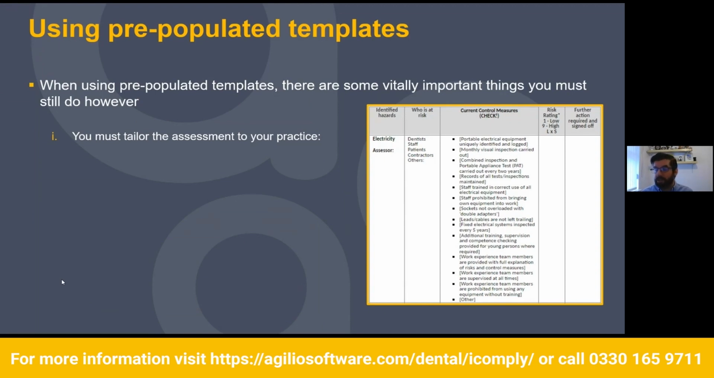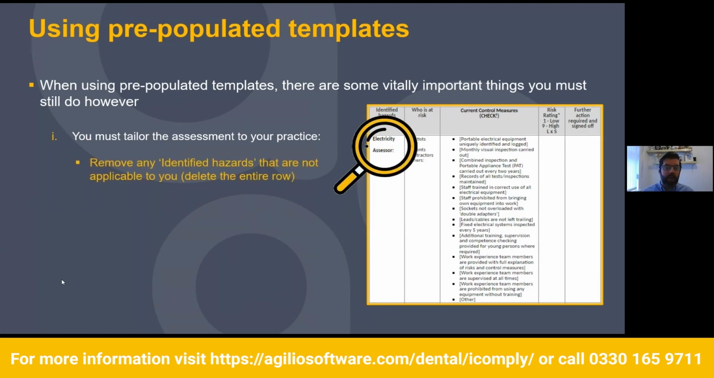And we have seen through our trend analysis a lot of comments from inspectors saying, oh, well, we saw this, but it wasn't detailed on the assessment, or even vice versa. This was detailed on the assessment, but they haven't got this in place. So it shows to them that it hasn't been done properly, competently, or accurately. So please ensure that you tailor your assessment.